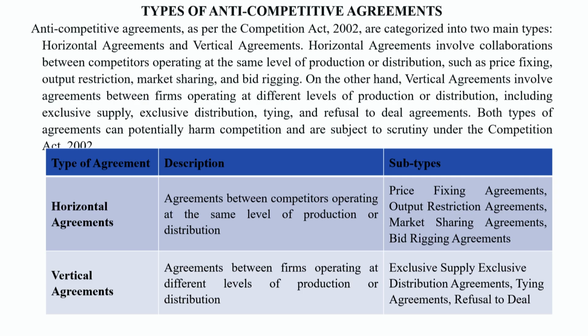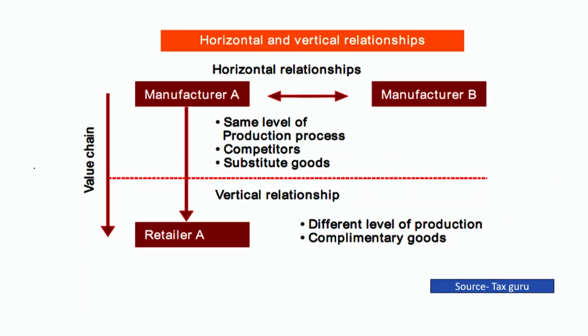And the second is vertical agreement, which means the agreement between firms operating at different levels of production or distribution, such as exclusive supply, exclusive distribution agreement, tying agreement, and refusal to deal. So if you see the horizontal and vertical relationship, the vertical agreement is an agreement where the supply chain levels differ, but in a horizontal relationship, the agreement is on the same level.